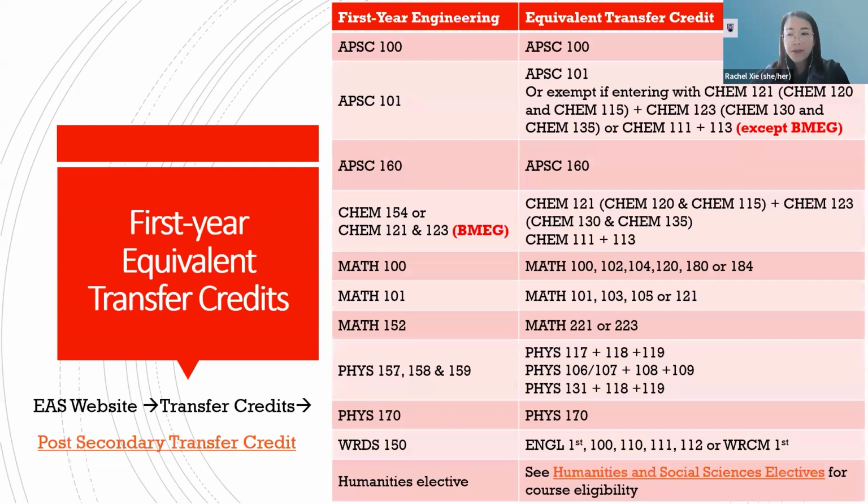Most of you should have received the first year transfer credits from your previous institutions. This is the most common first year engineering equivalent transfer credits that students might receive. On the left side of the chart, these are the 37 credits required for the first year engineering program. All engineering students are required to complete those courses in order to graduate. And on the right side of the chart, these are the equivalent transfer credits that you might have received, and they are able to cover our first year engineering requirements. You can also find this chart on our EAS transfer credits website.